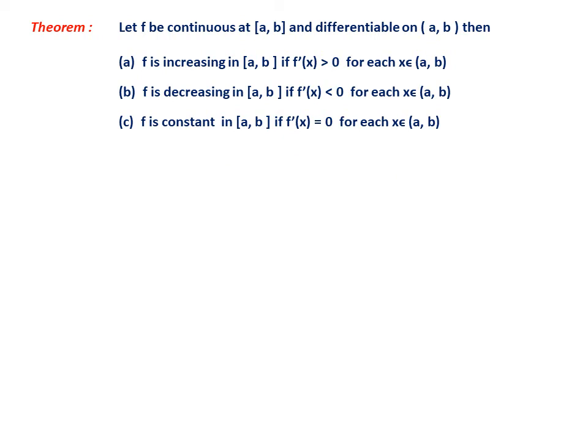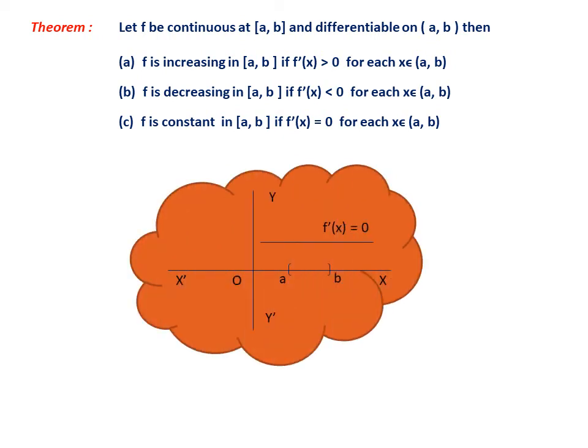Third one is, when in the entire interval AB f dash x is 0, that means the function is constant. So it is horizontal, or parallel to the x-axis. Slope is 0, so parallel to the x-axis. That means the function is not increasing, not decreasing. It is constant. So these are the three important conditions for increasing, decreasing and constant functions.